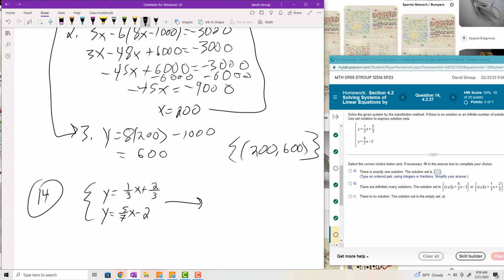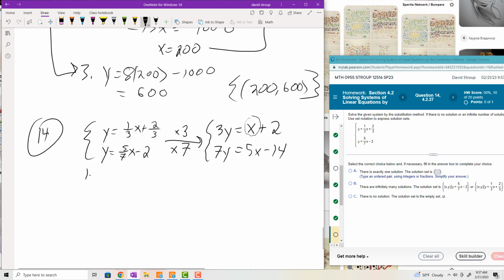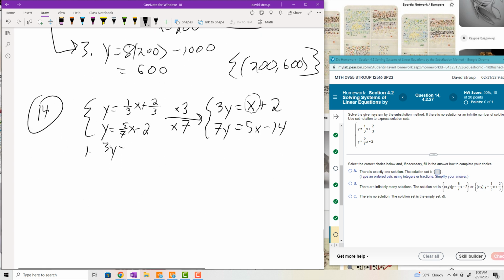So that first equation, I can multiply everything by 3. So I'll have 3y equals 3 times 1/3 is 1x, plus 3 times 2/3 is 6/3, which is 2. And then the other equation, I'm going to multiply everything by 7. So I have 7y equals 7 times 5/7 is 5x, and then minus 14. And then I'm going to solve that first equation for x. So I'm going to move the 2 over and then flip-flop the sides.